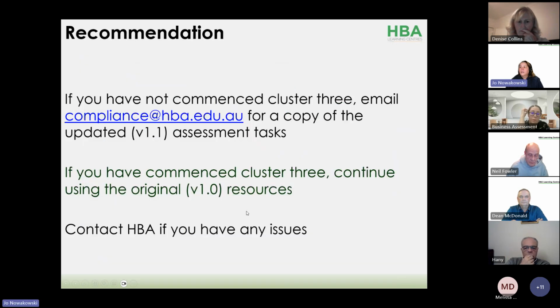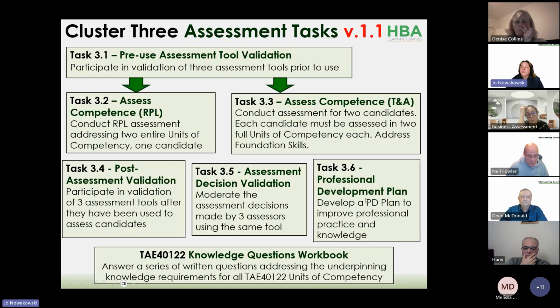Task 3.6 is our professional development plan. So develop a PD plan to improve professional practice and knowledge. So that's when you go through and understand, okay, what is it that I can do as professional development to maintain my current knowledge and skills in the industry I provide? Yeah?